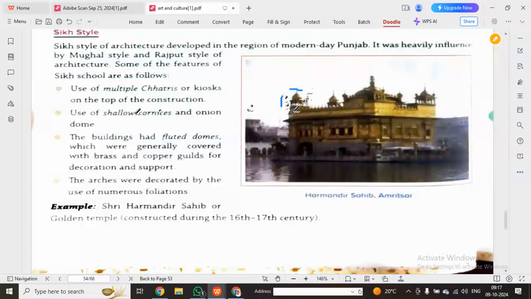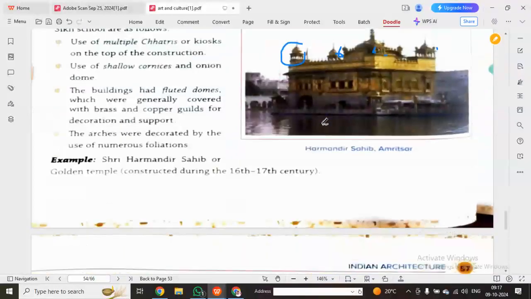Some of the features: use of multiple chhatris and kiosks on the top of the construction. So you can see this one, this one, this one, this one. Use of shallow cornices in the corner of the dome, cornices in onion dome type structures. The buildings had fluted domes, which were generally covered with brass and copper gilding for decoration and support. So you can see, now this is Harmandir Sahib.